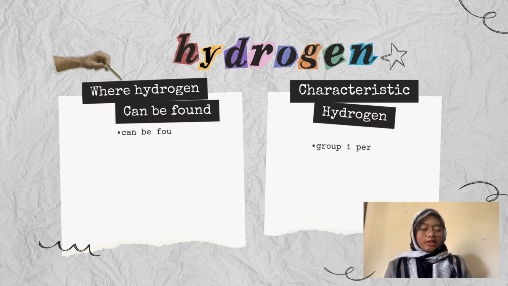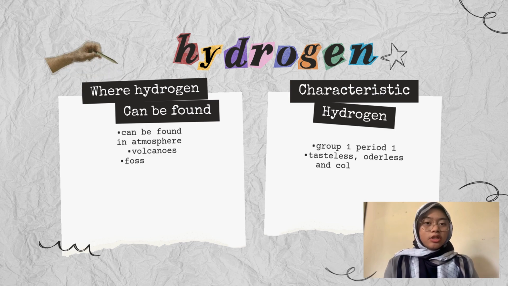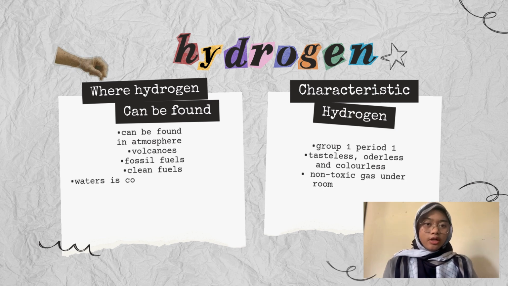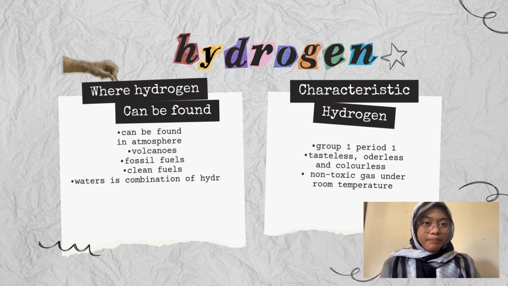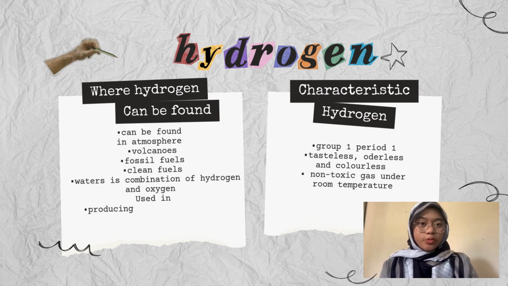Characteristic of hydrogen: it is the same as oxygen, with no color, no taste and odorless. It is placed in group 1 and period 1. It is a non-toxic gas at room temperature.